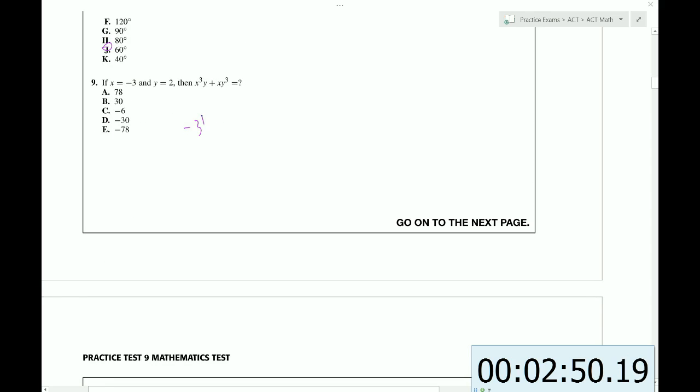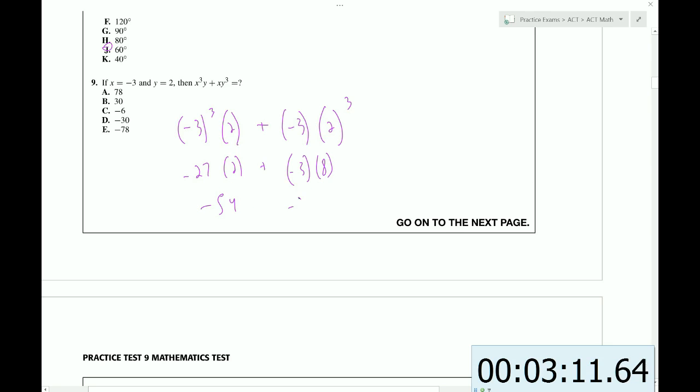X is negative 3, so we plug that in, and y is 2. Negative 3, 2. So negative 3 to the third is 27 with a negative. And 2 to the third is equal to 8. Okay. Now this makes negative 54, and this makes negative 24. So altogether we have negative 78.